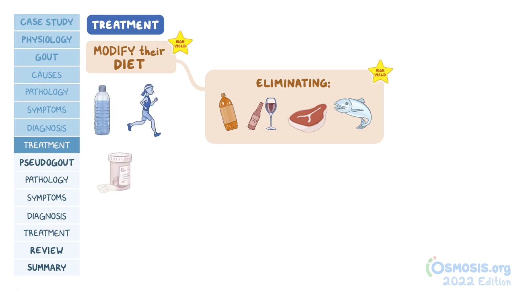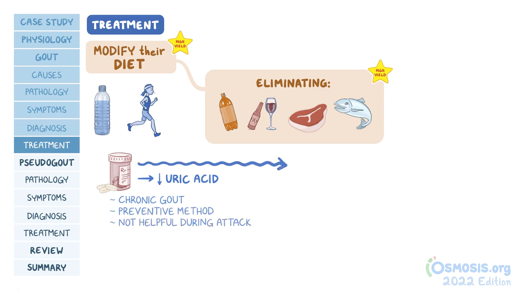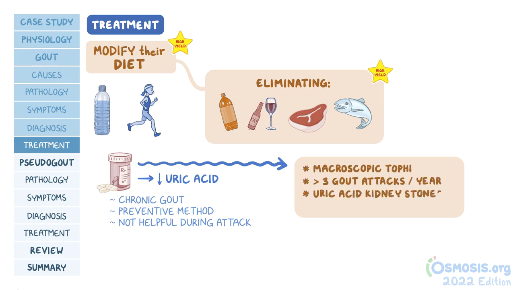There are also medications that help to decrease uric acid levels, which are indicated in chronic gout or as a preventative method, but they are not helpful during an attack. These should be initiated if there are macroscopic tophi, more than 3 gout attacks per year, uric acid kidney stones, and significant hyperuricemia.